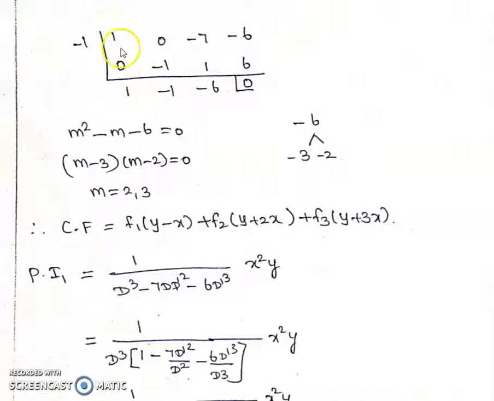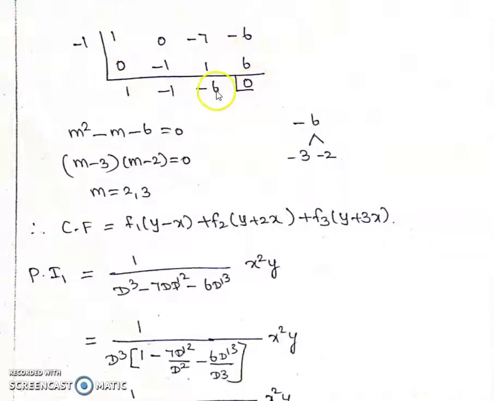Add these two: 1 plus 0 gives 1. Now multiply these two: 1 into -1 is -1. 0 plus -1 gives -1. Then -1 into -1 is +1. -7 plus 1 gives -6. Then -6 into -1 is +6. So -6 plus 6 is 0.